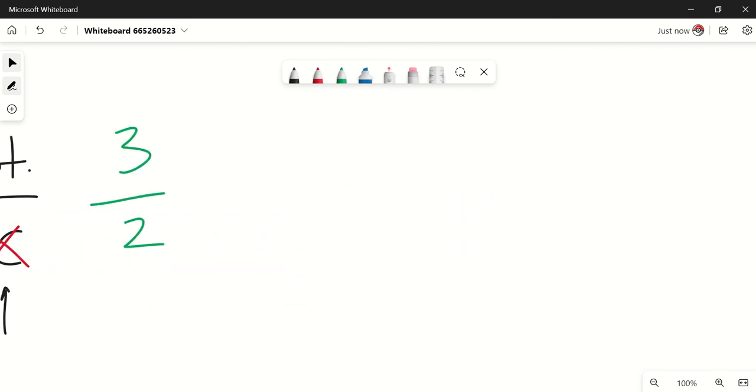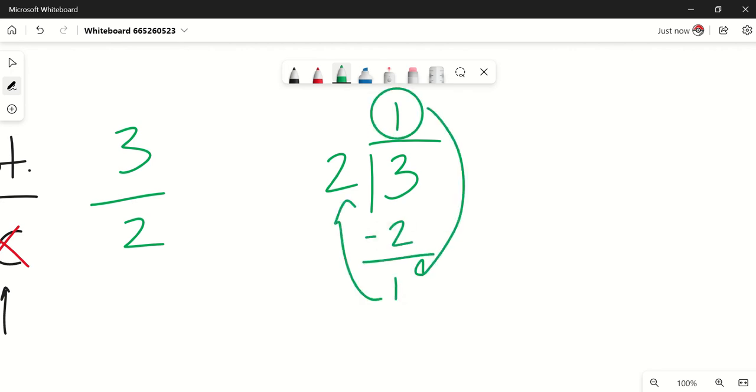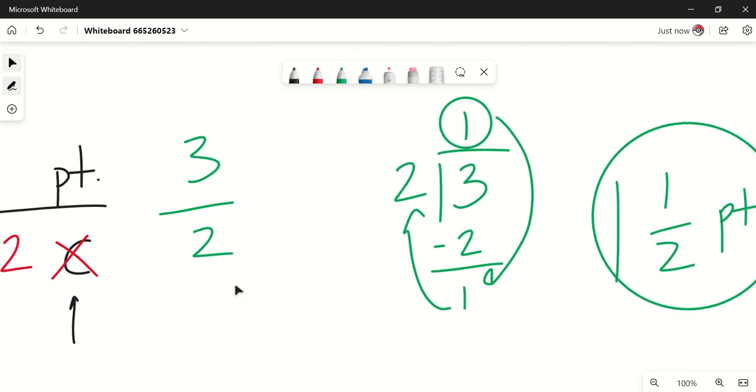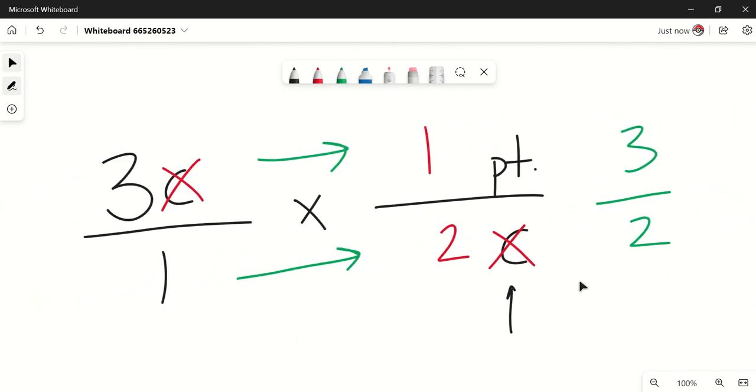3 over 2 is an improper fraction. 3 divided by 2. 2 will go into 3 once. That'll equal 1, with 1 left over. My answer is 1 1/2 pints. So again, the big key thing is when you're converting, make sure that since this cup is in the numerator, the other cup needs to be in the denominator. We wouldn't use our unit rate here.